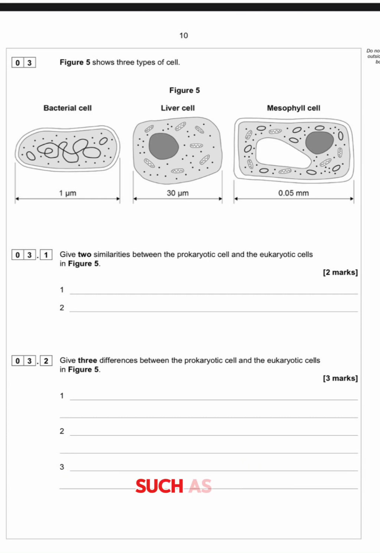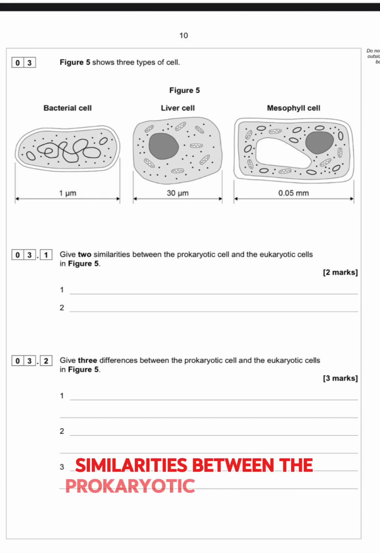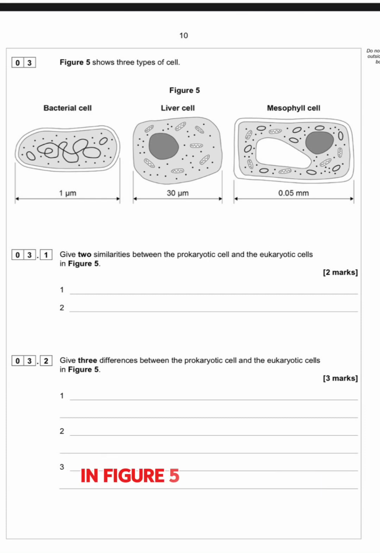In another exam past paper question, as you could see, question 3.1 requires you to answer questions such as give 2 similarities between the prokaryotic cell and the eukaryotic cells in figure 5. This is a give question, so examiners expect short, clear biological facts, no explanations needed.